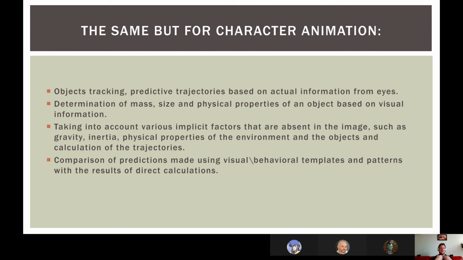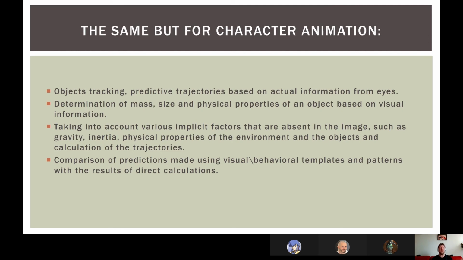You can say for sure where a person is looking at any moment, if you're seeing his eyes, because of these calculations. You can spot whether the eyes are crossed or not crossed, so you can spot the exact point of interest for this character. Determination of mass, size, and physical properties of an object based on visual information works absolutely the same. We can see a tall guy, a fat guy, a small guy, and we have this information just by looking at the image.